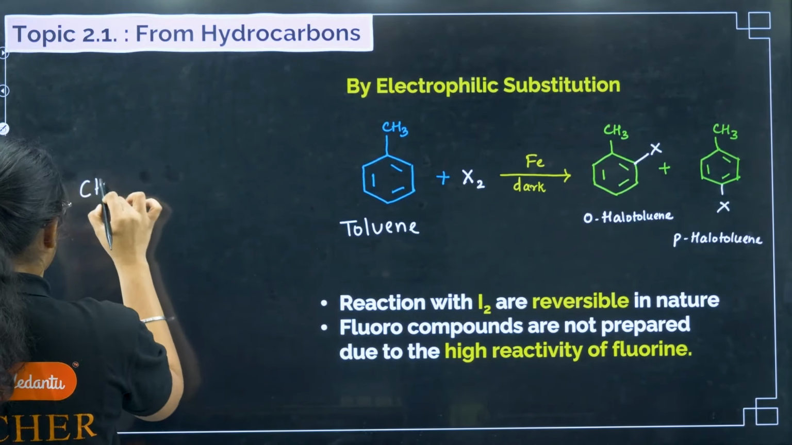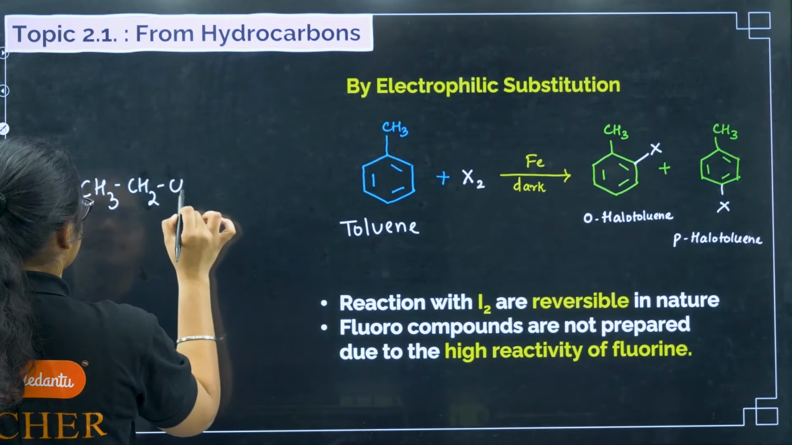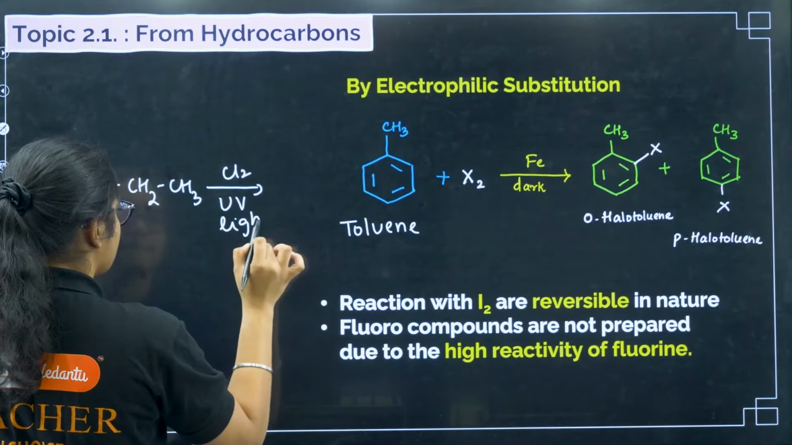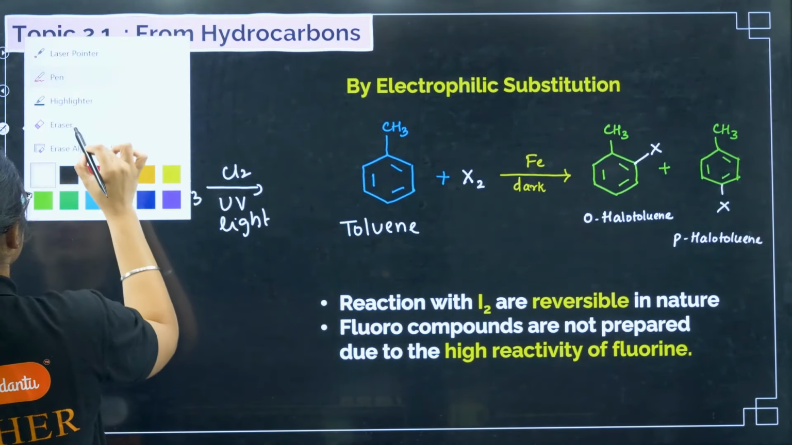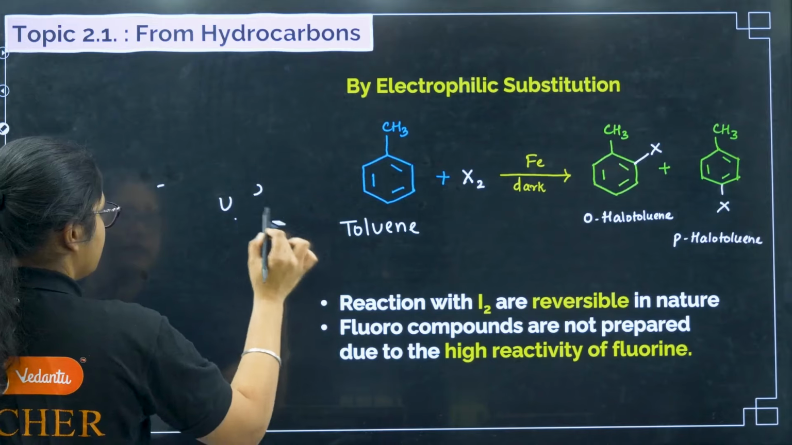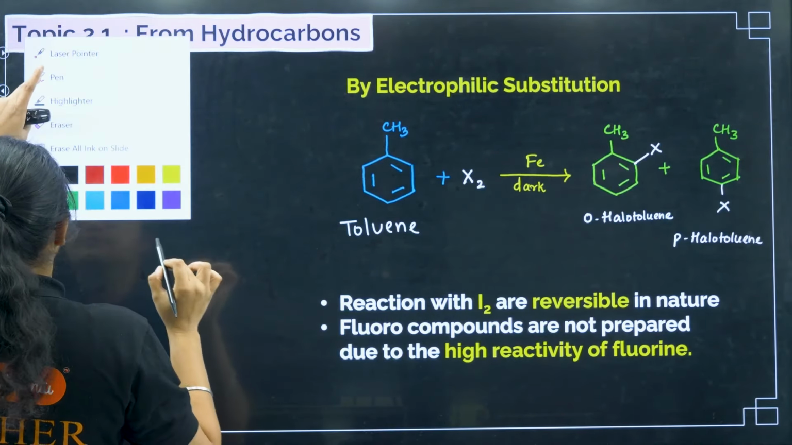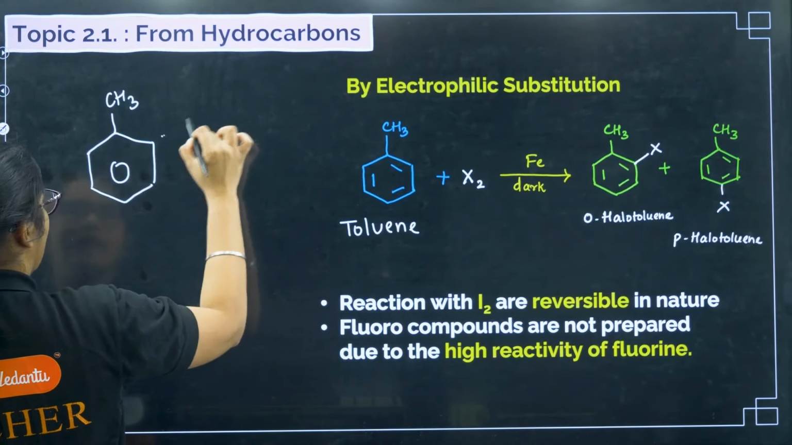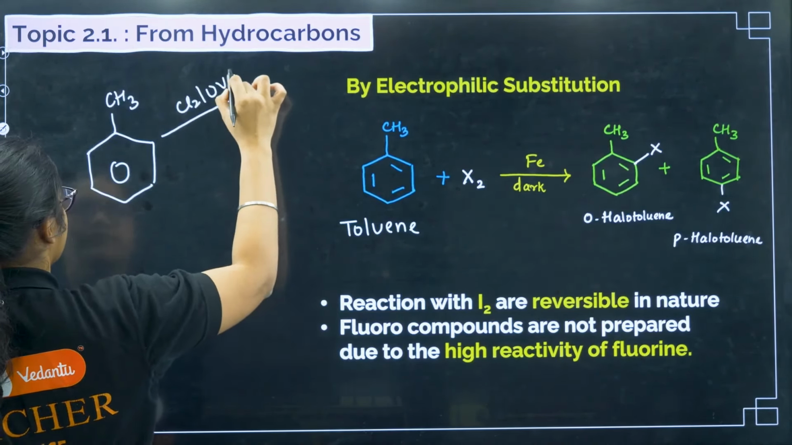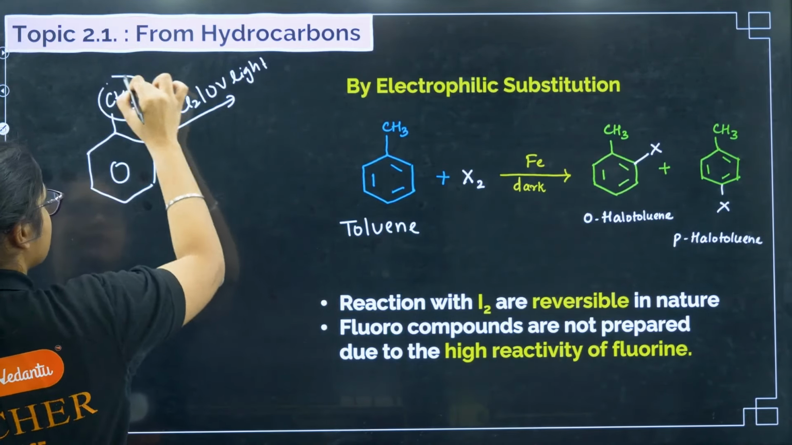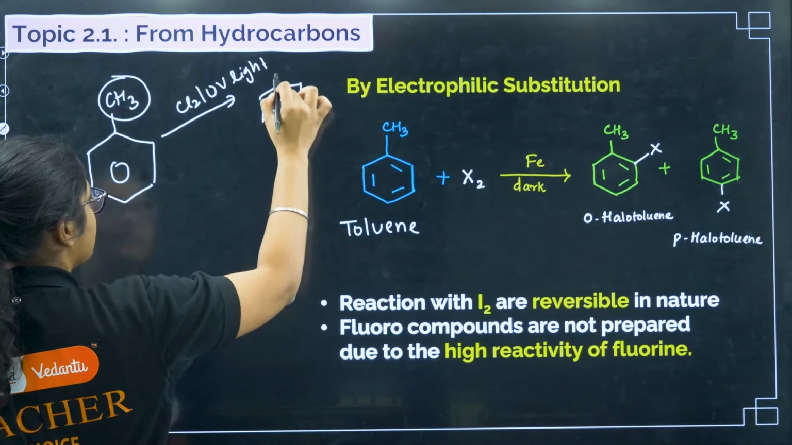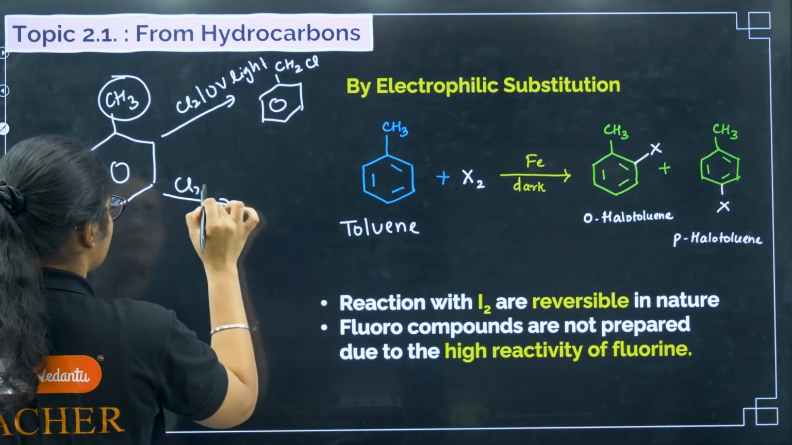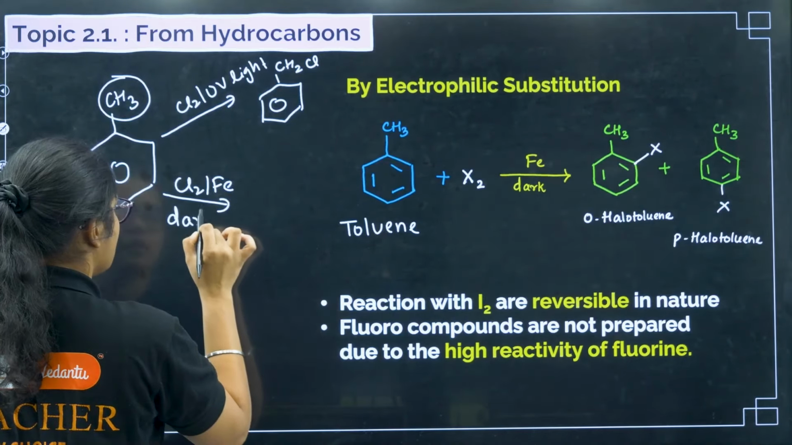If you have any CH3, CH2, CH3 and you are treating it with chlorine in UV light, I will show you the difference, just a minute. Very important difference, please see. If you have CH3 and you treat it with chlorine in presence of UV light, what will happen? This part will get chlorinated and you will get CH2Cl. But if you take chlorine with Fe in dark, then what will happen?